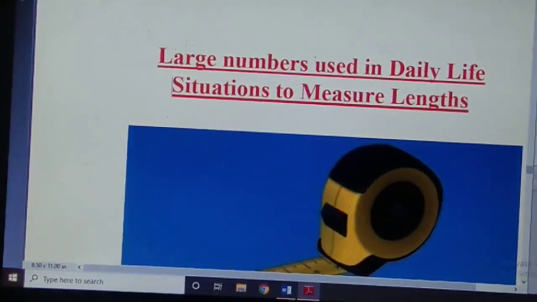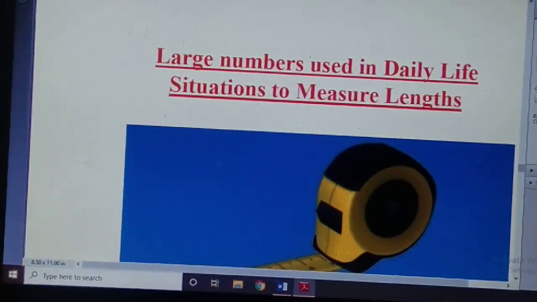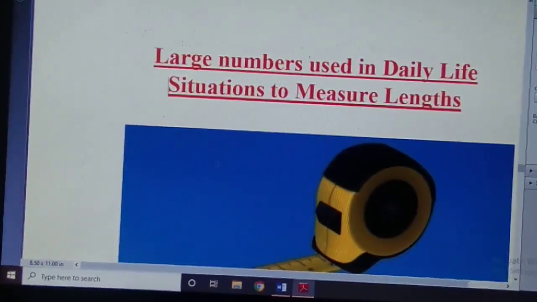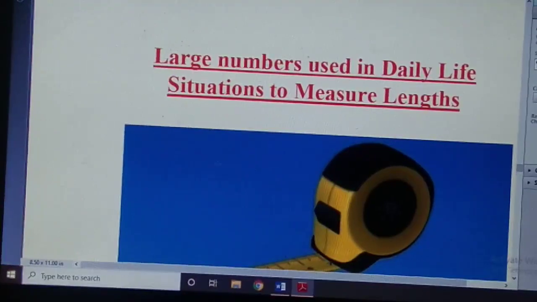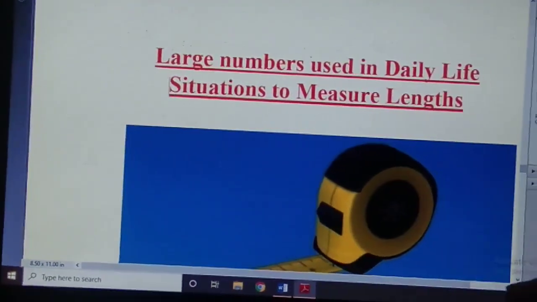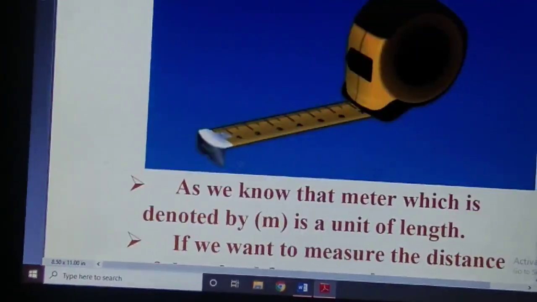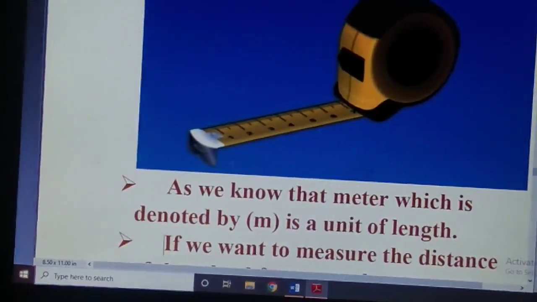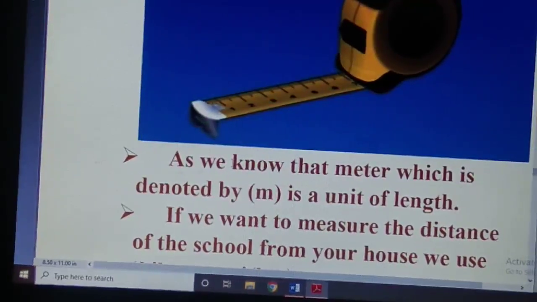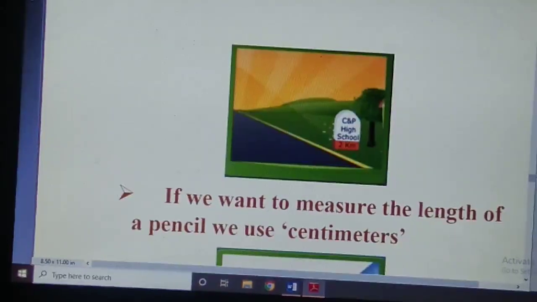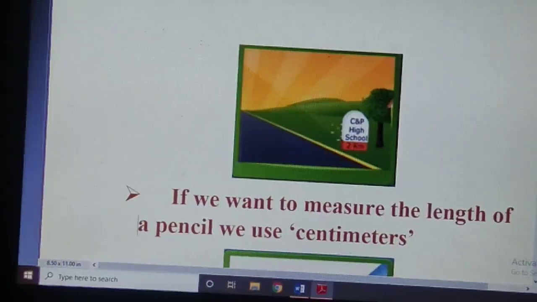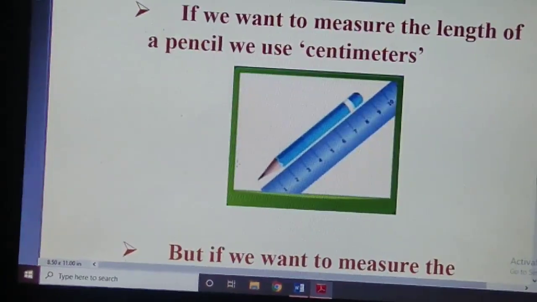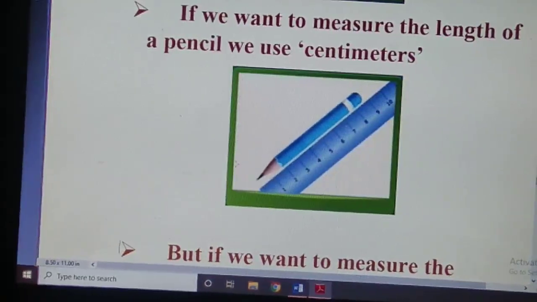Now, large numbers used in our daily life. Situation to measure the length. First, measure the length. As we know, the meter, denoted by m, is the unit of length. If we want to measure the distance of the school from your home, we use kilometers, km. If we want to measure the length of a pencil, we use centimeters.